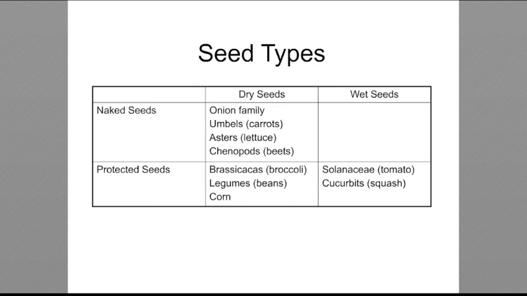Brassicas or beans or peas have little pods that protect the seeds inside from the humidity. Or corn has the husk that protects the kernels inside. So these crops can tolerate humid conditions better. And then wet seeds have that fleshy fruit around them that protects them also.